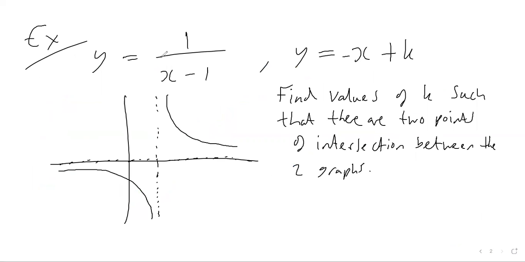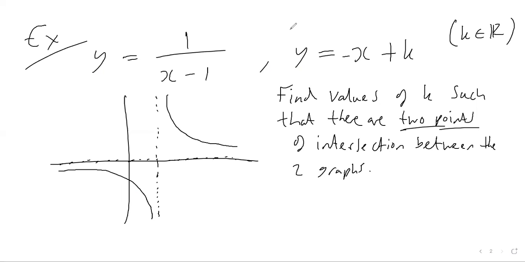So let's say you've got the curve, the reciprocal function y equals 1 over x minus 1. And let's say you've got the graph y equals minus x plus k. So the question is, find the values of k. And again, I should emphasize k is a real number. So find the values of k such that there are exactly 2 points of intersection between the two graphs.